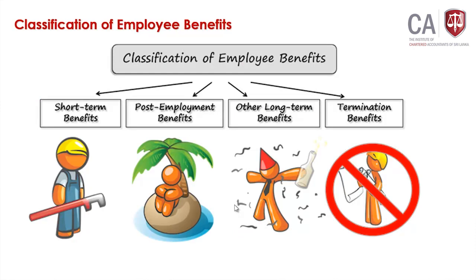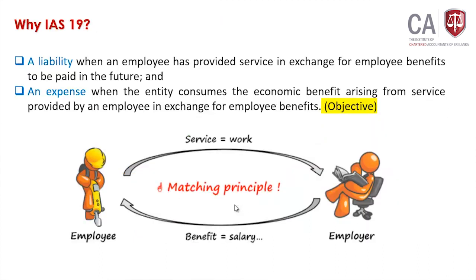Before I come to these 4 areas, all the benefits an employee receives from the employer for rendering service will be classified into these 4 areas. The accounting treatment for these 4 areas will be explained where? LKAS 19, Employee benefits, short and sweet, simple. Right? Fine. Before that, understand this concept. Why is LKAS 19 required? There is a liability when an employee provides service in exchange for employee benefits to be paid in future.